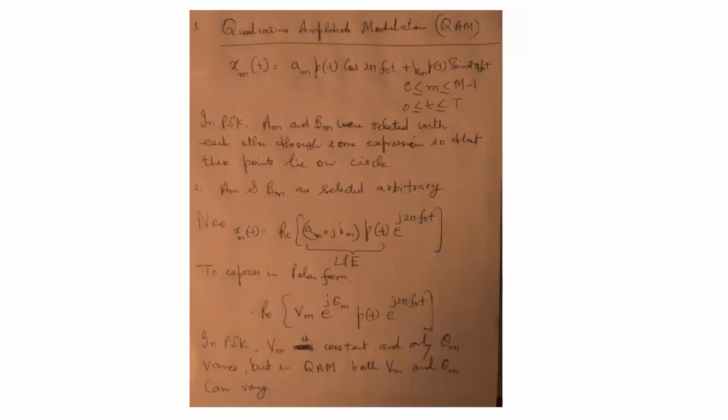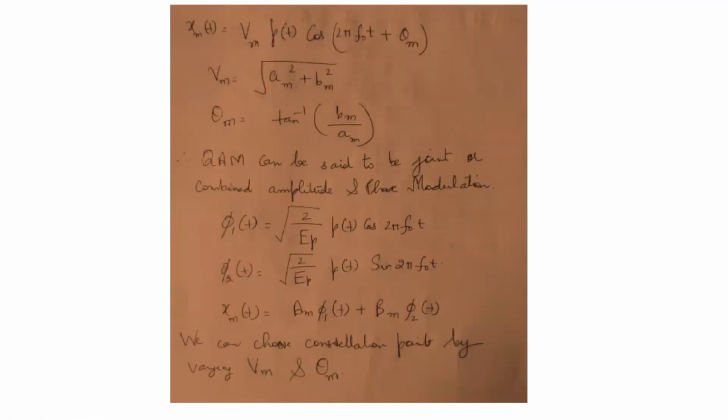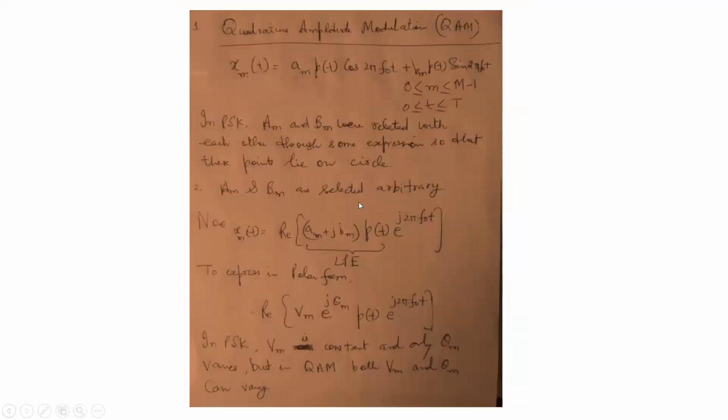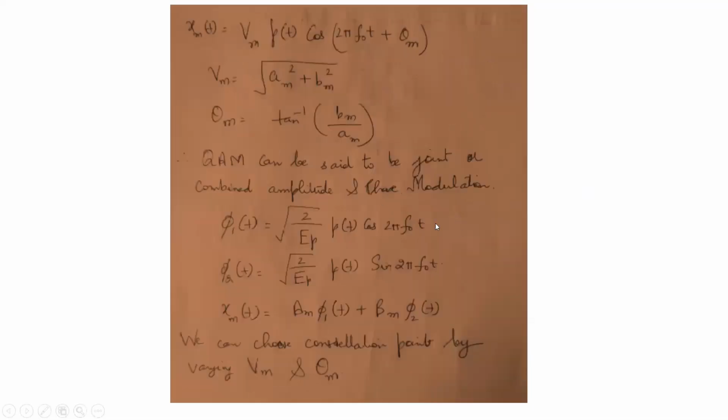What is the meaning here? In amplitude shift keying or pulse amplitude modulation, only the amplitude varies, the phase does not vary. In phase shift keying, only the phase varies, but amplitude does not vary. But in quadrature amplitude modulation, I can design my signal set and place the signals anywhere on the planar surface. So that means it is a joint combination. I can say that it is a joint combination of amplitude and phase modulation.